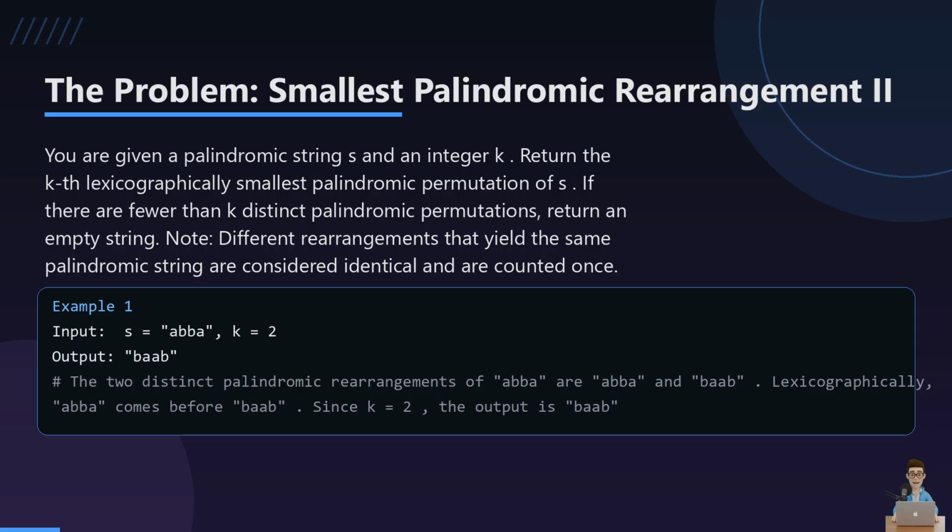You're given a palindrome string S and a number K and asked to find the kth smallest rearrangement of its letters that still reads as a palindrome, when all such rearrangements are listed in alphabetical order. If the string can't be rearranged into that many distinct palindromes, you return an empty string instead.